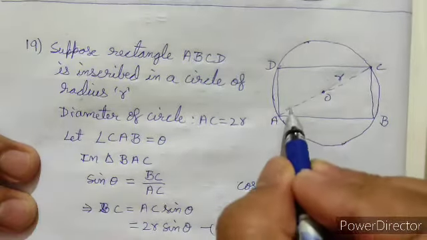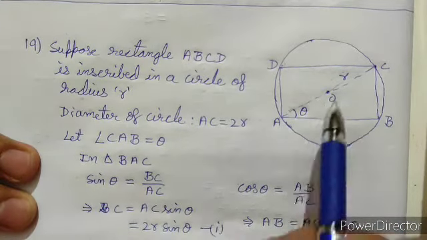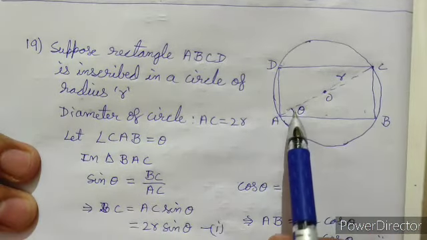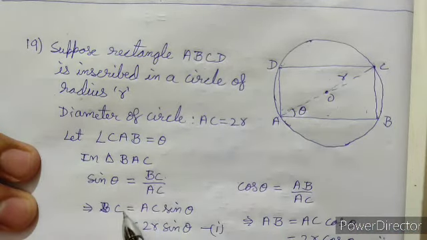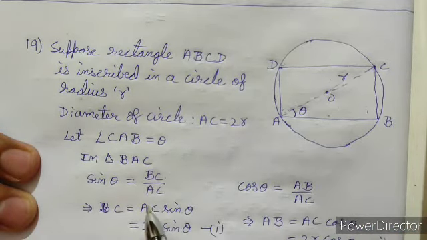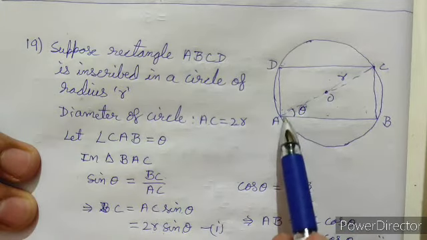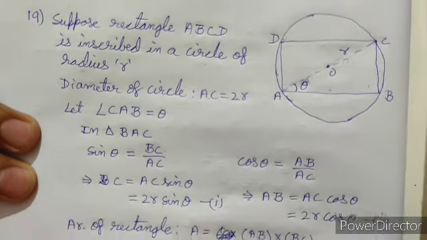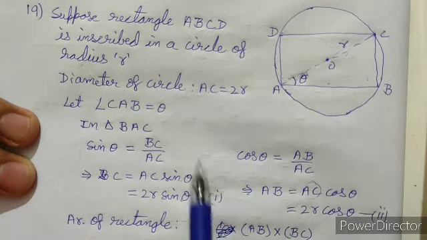Now taking angle BAC as theta, in triangle ABC, we can say sin theta will be equal to BC upon AC, and that means BC will be AC sin theta, and the value of AC was 2r, so that will be 2r sin theta. Similarly, cos theta will be equal to AB upon AC, and that will give AB as AC cos theta, and that will be equal to 2r cos theta after putting the value of AC.